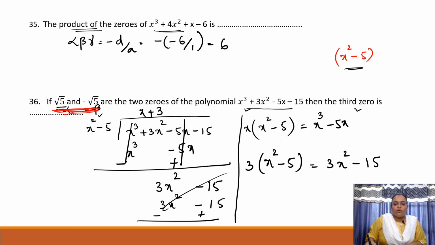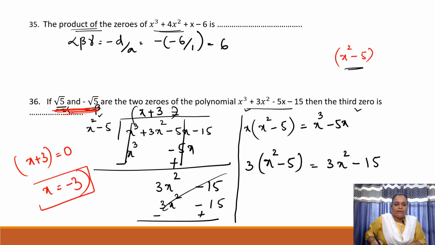Okay, so what is the other zero? The other zero is x plus 3 is equals to 0. That will be x is equals to minus 3. The other zero will be x is equals to minus 3.